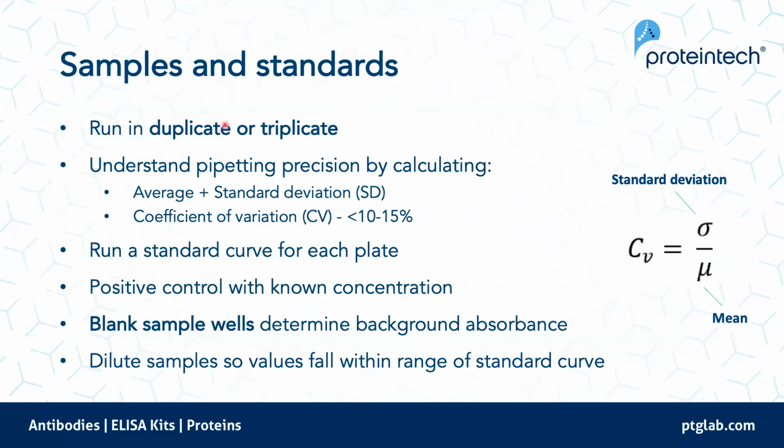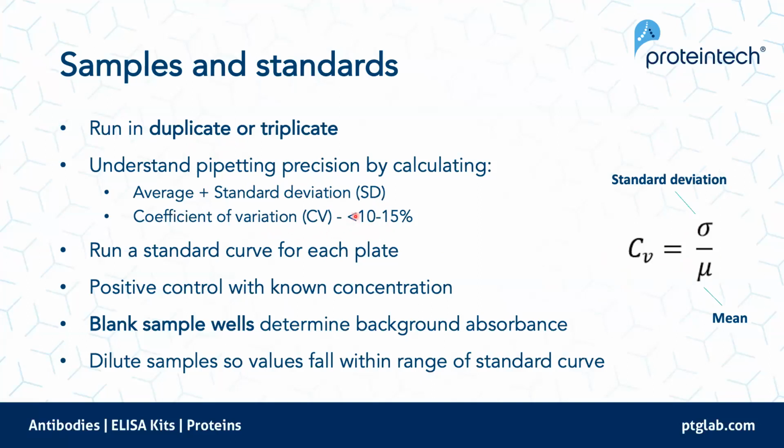So in terms of samples and standards, as I said before, run these in duplicate or triplicate, but you also want to understand your pipetting precision by calculating the average and standard deviation between your runs, so between the duplicate or triplicate, and then you can calculate the coefficient of variation. I put the little equation here if you're interested in that. And you want to make sure that it's less than 10 to 15%.